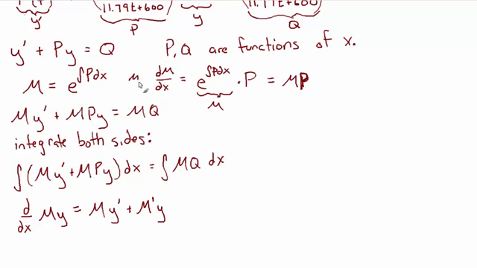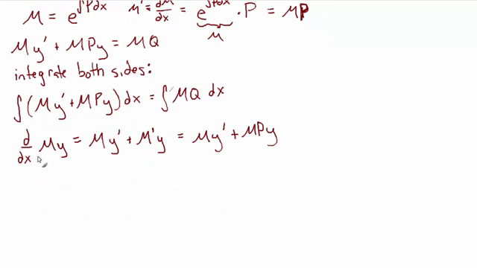This is mu prime, right? So for mu prime, I'll write mu p instead. So now this thing equals mu y prime plus mu p y. Now, why is that so interesting?